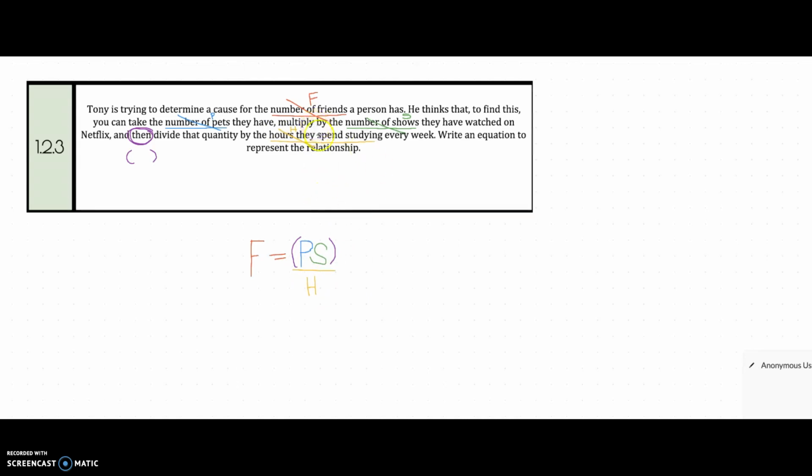Now I think I've used everything. I just want to quickly make sure that this makes sense. This says the number of friends that we have is equal to the number of pets times the number of shows divided by the hours studying, which is exactly what he said.